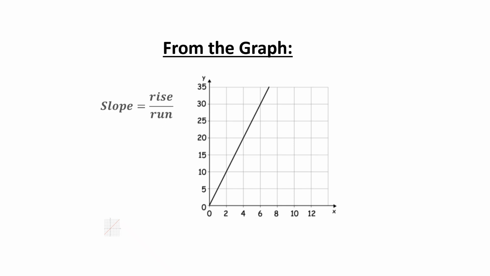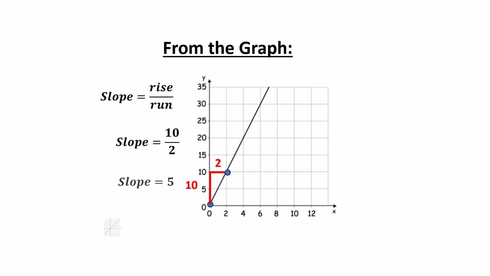So let's choose 2 perfect points. These 2 points are nice, they are perfect. From this point to this point, how many steps do we rise? Many students will say we rise 1, 2. It's not 2 because this is from 0 up to 10. We rise 10 steps. And many students will say we run 1 step. No, it's not 1, because from here to here it's 0 to 2. So the run is 2. Now the slope is rise over run, so it's 10/2, which is just 5.